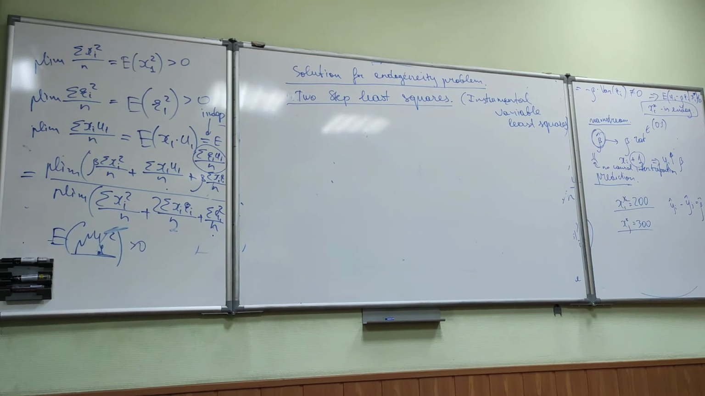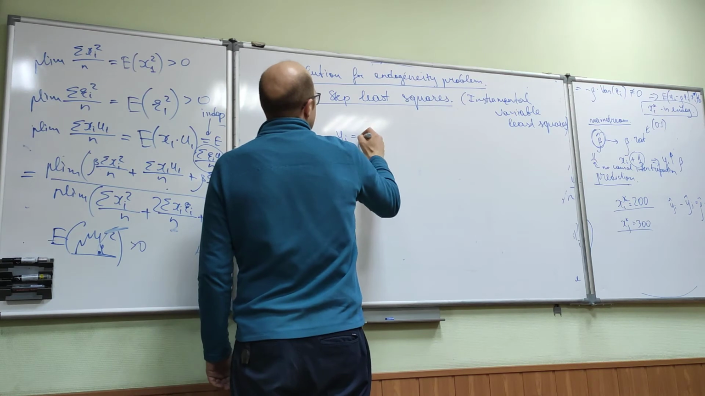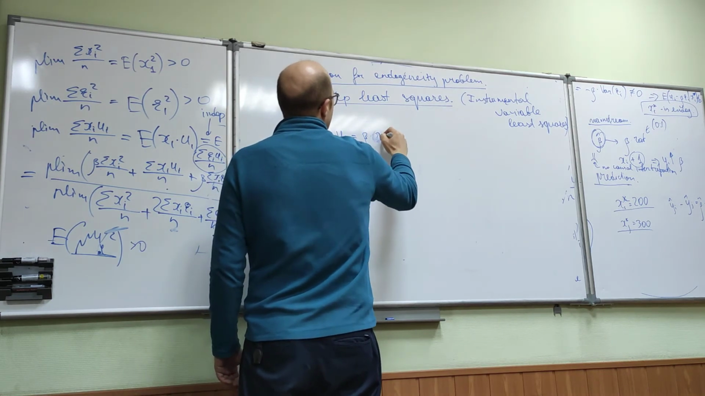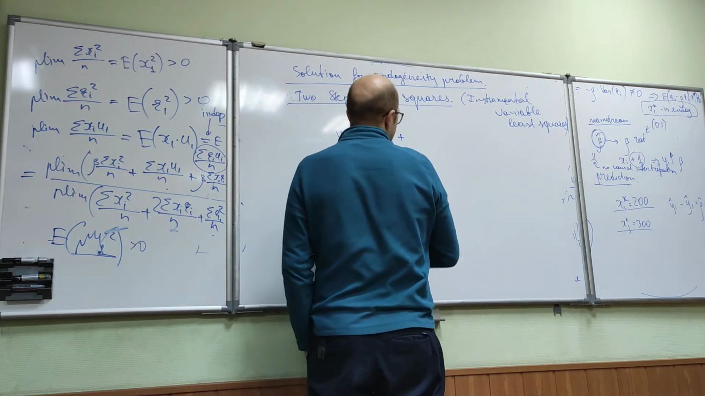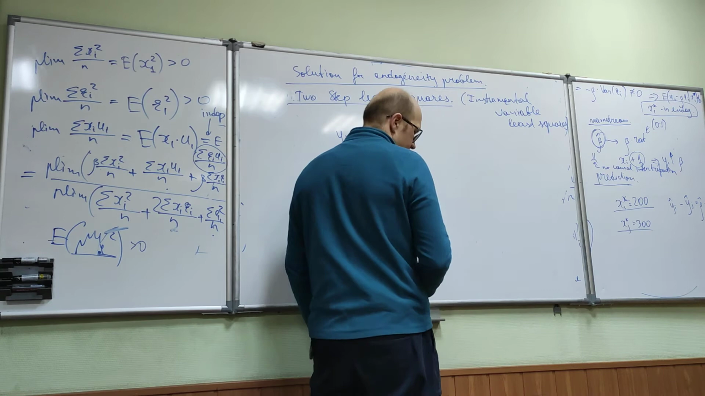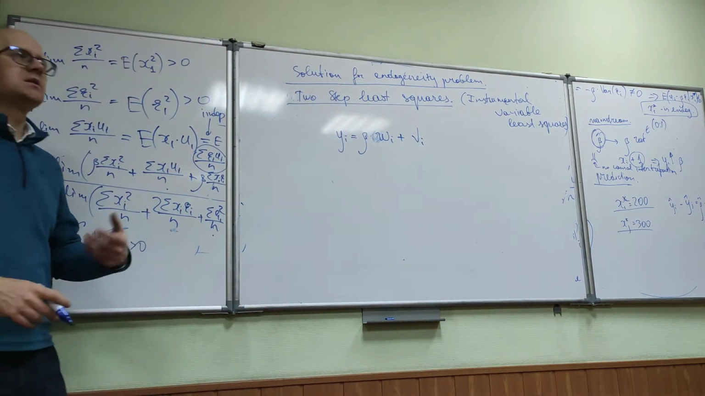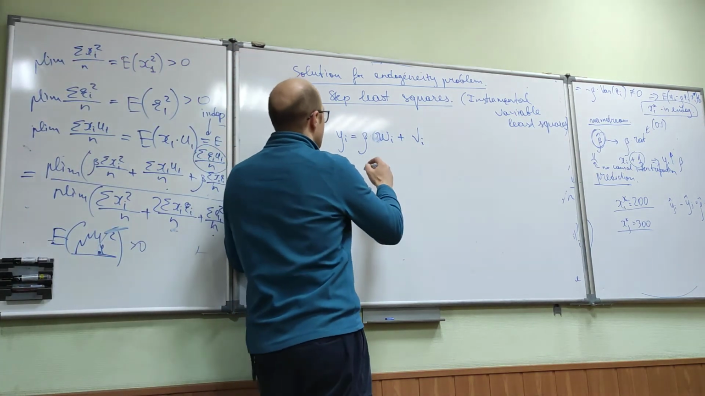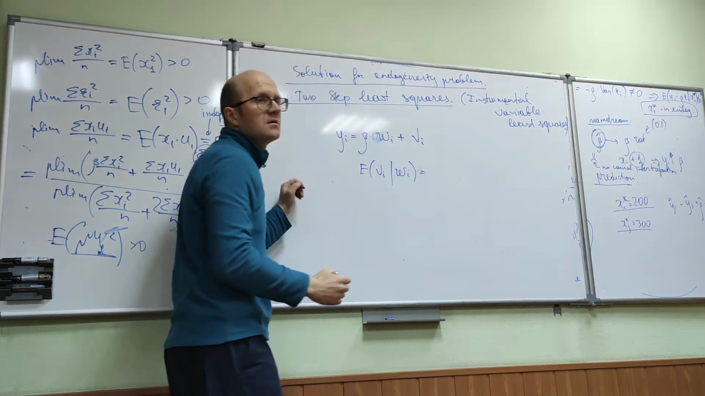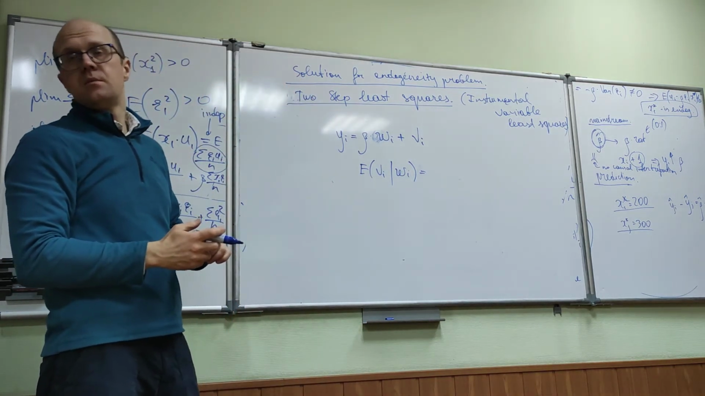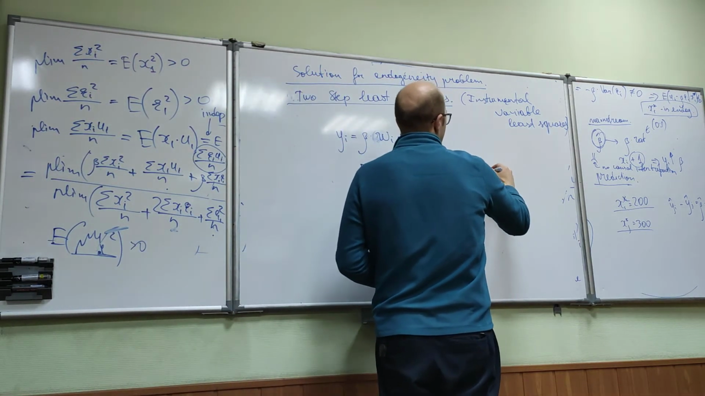So once again, imagine that you have the following setup. You have y equal to beta times w plus mu i. And imagine that you have an endogeneity problem. Once again, what does it mean, endogeneity problem? The expected value of this error term given your regressor is not equal to 0. So you have an endogeneity problem.